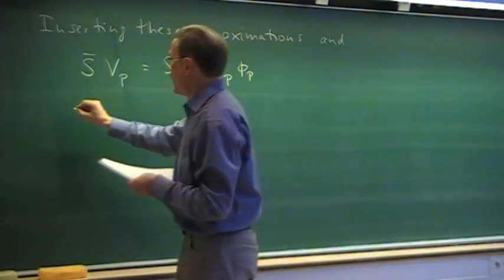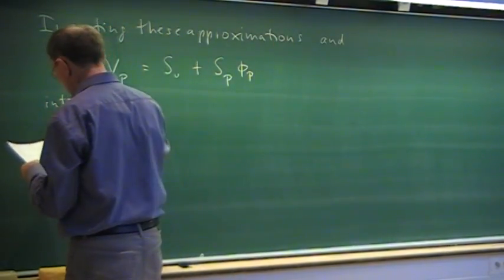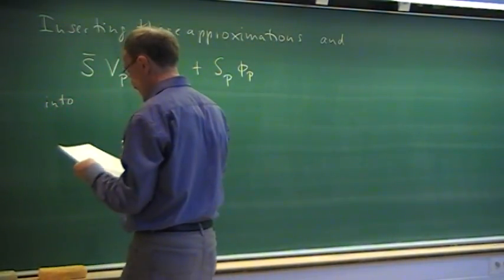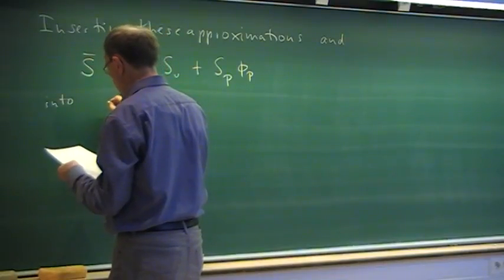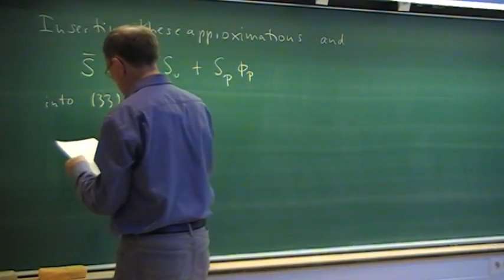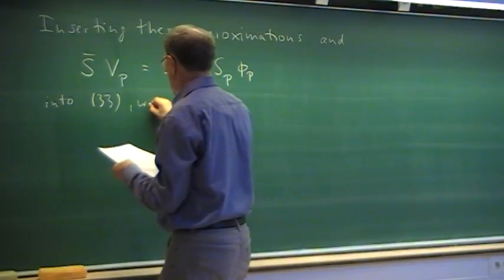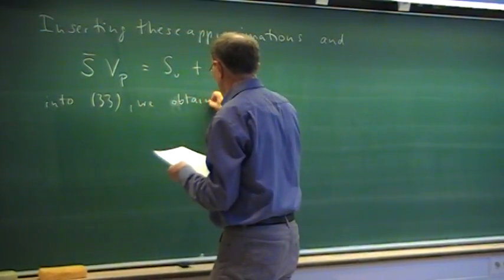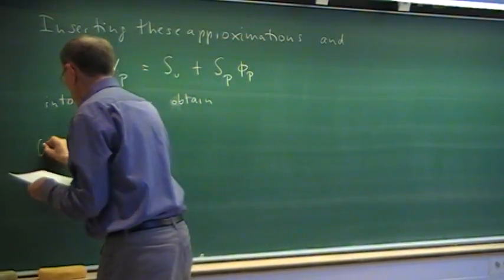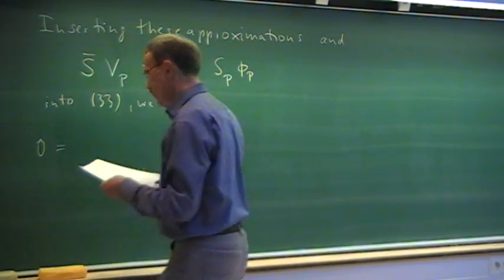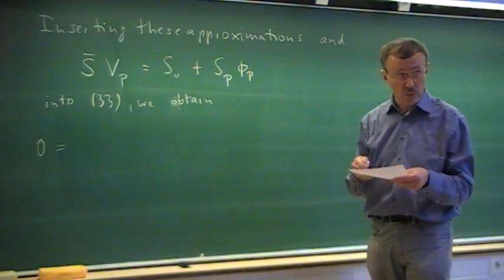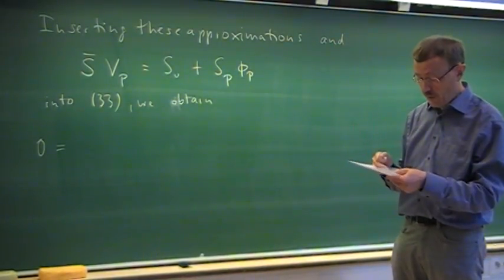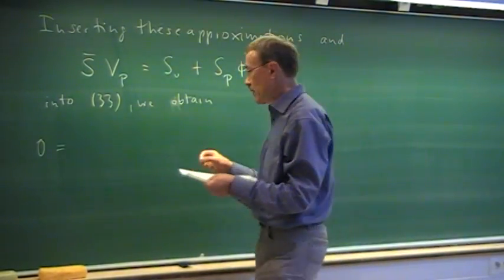And we insert that into the equation that we have been discussing, and I think that was 33, the integral equation. We obtain then the following. On the left-hand side we have 0. Of course, again, we have no time derivatives, and we have no convection, velocity is 0.